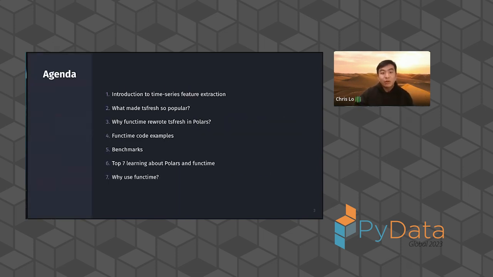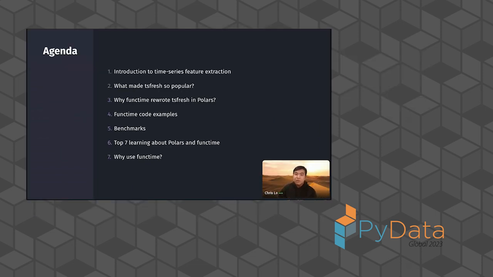So just a quick run through our agenda. The first part of this talk will give an introduction to what tsfresh is, like what does it actually do? What it does is something called time series feature extraction. We're going to explain why this Pandas NumPy-based library, tsfresh, was so popular, and then explain some of its limitations that led us to rewrite it in functime. After that, I'll pass the floor to Mathieu. He will give code examples and tips and tricks on how to apply this to your own code base if you do decide to migrate in this style.